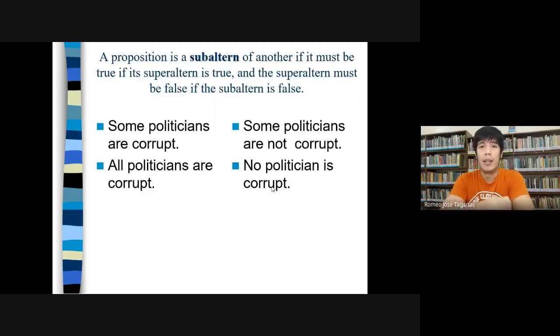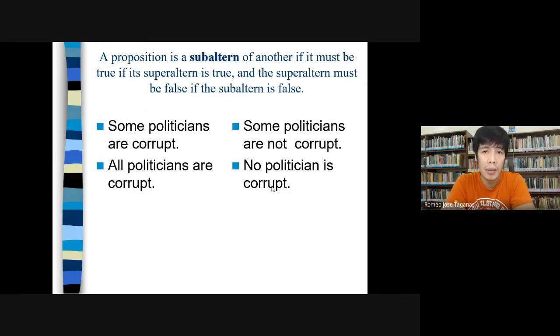Next, a proposition is a subaltern of another if it must be true if its superaltern is true, and the superaltern must be false if the subaltern is false. Now, I want you to go back to the square of oppositions. A, E, I, O. Okay? Ang A, ang superaltern ng I. Okay? At itong E, ang superaltern niya, ang subaltern niya ay O. Maliwanag?